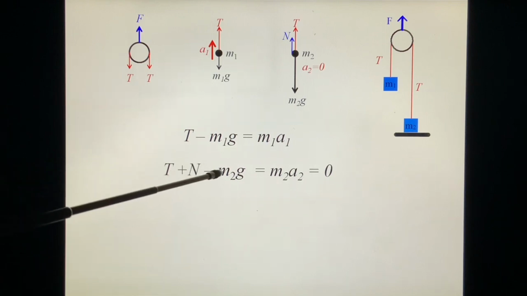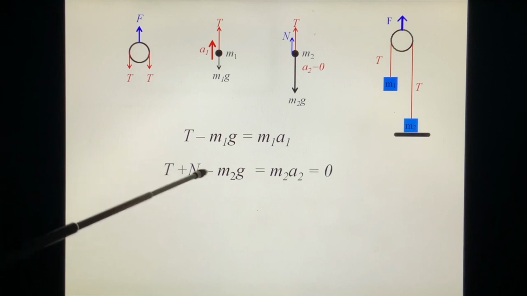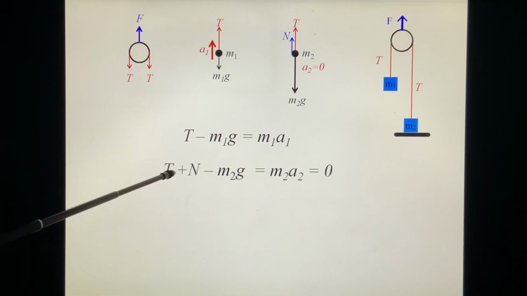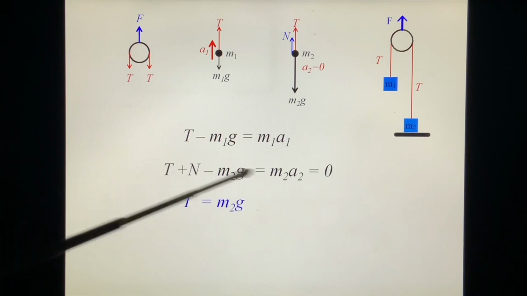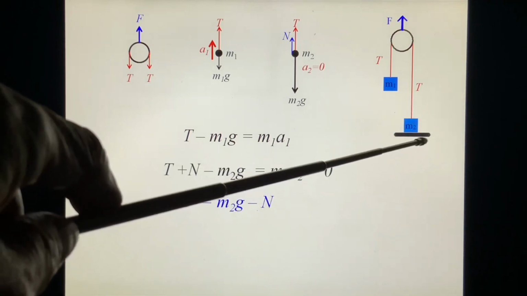We look at this equation. We didn't see F, and the question is F. We know F equals 2T. If we find T, we find F. Look at this one. In this case, T equals m2g minus N. T is related to N. N is the reaction between block 2 and the earth.